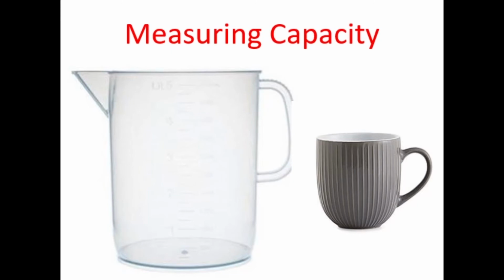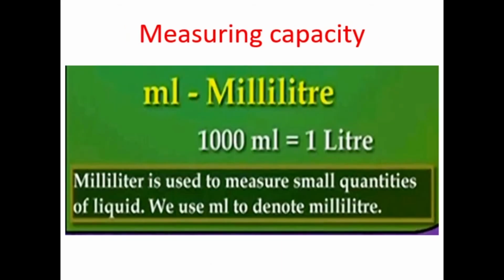Next topic is measuring capacity. Capacity is the amount of water or any other liquid a vessel can hold. Here, a big jar can hold more water than a cup. So we can say that the capacity of the jar is more than the capacity of the cup. When we need to measure liquid quantities, we use milliliters and liters. Milliliter is used to measure small quantities of liquid. We use ml to denote milliliter. For example, a dose of medicine is measured in milliliter.